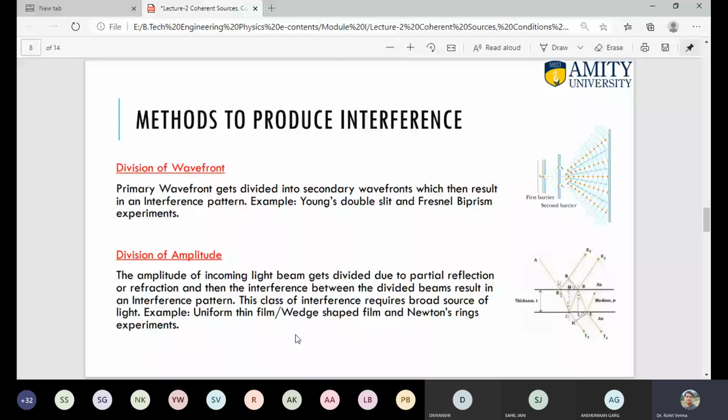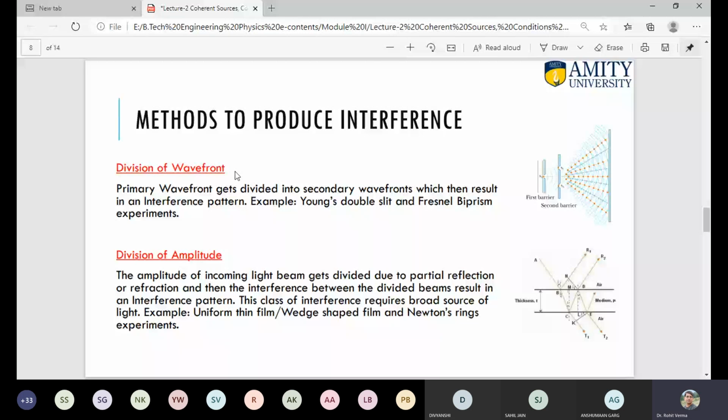Methods, as I have already discussed with you, in real life two independent sources cannot be coherent. That is why, by using these two methods, we obtain two virtual coherent sources of light from a single source of light. These methods are division of wavefront and division of amplitude.